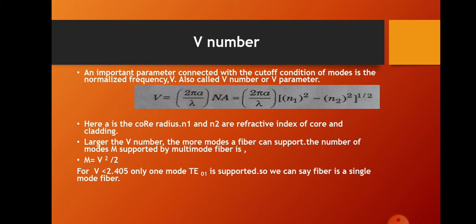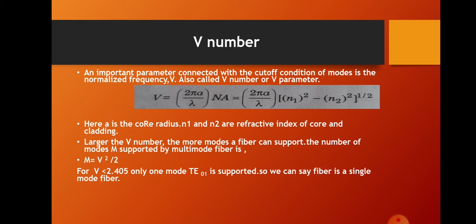We can represent the V number by the letter V, and its equation is V equal to 2 pi a divided by lambda into NA. That is equal to 2 pi a divided by lambda into numerical aperture. Numerical aperture is the square root of n1 square minus n2 square. So instead we can write it as 2 pi a divided by lambda into (n1 square minus n2 square) all raised to 1 by 2.